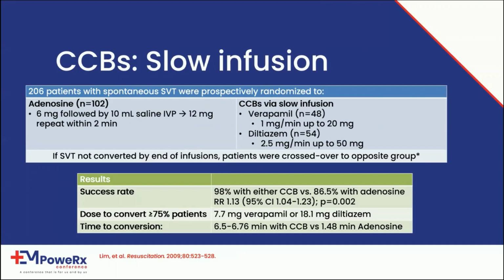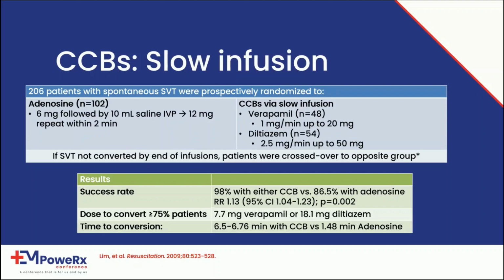And then calcium channel blockers, they included both verapamil and diltiazem, with the rates being 1 milligram per minute, going all the way up to 20 milligrams for verapamil or stopping if the patient converted, and 2.5 milligrams a minute for diltiazem up to a max of 50 milligrams. If the SVT had not converted by the end of the infusion, patients were crossed over to the opposite group.